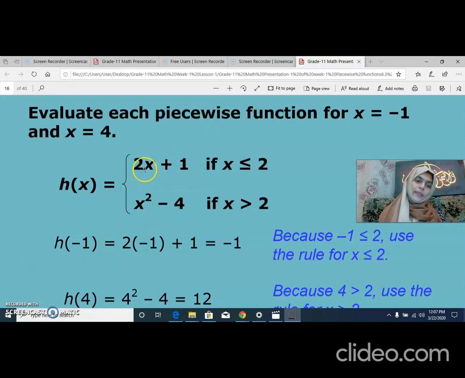So I plug in x = -1: 2 times -1 plus 1. You know how to evaluate. Please give a bracket there, as I always said. Okay, so -2 plus 1 will give you -1.